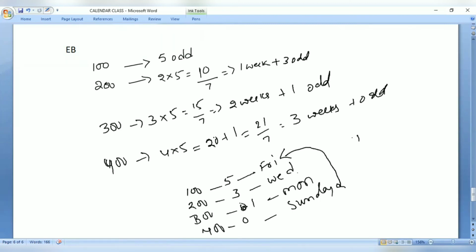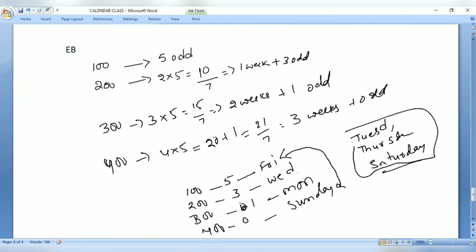So what are the values that are not coming? Tuesday is not coming, Thursday is not coming, and Saturday is also not coming. So we can say that for any century year, the last day of that particular year will not be Tuesday, Thursday, or Saturday, but it can be Friday, Wednesday, Monday, or Sunday. So this is how we calculate the normal problems based on a calendar.